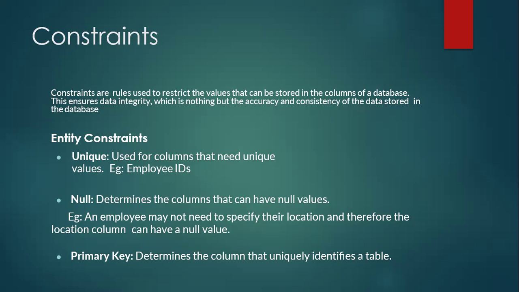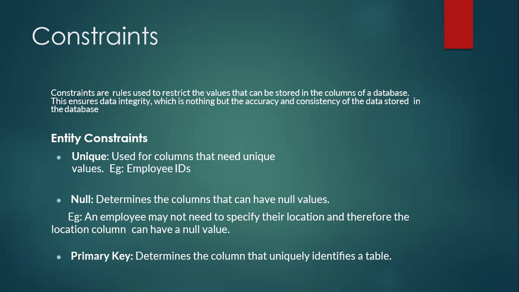Now primary key. We can have a single primary key in one table, and it uniquely identifies each row in a table. What is the role of primary key? It will uniquely identify each row in a table. Primary key constraint always enforces both unique constraint and not null constraint. Now, what does it mean? Primary key constraint will take unique values and also not null values.